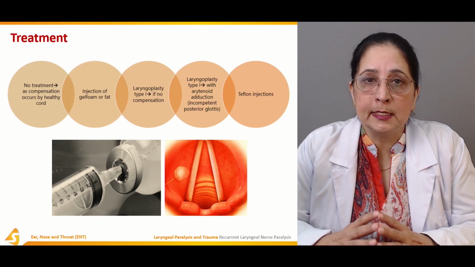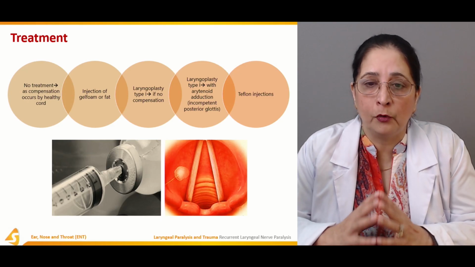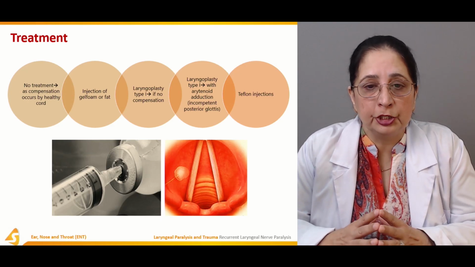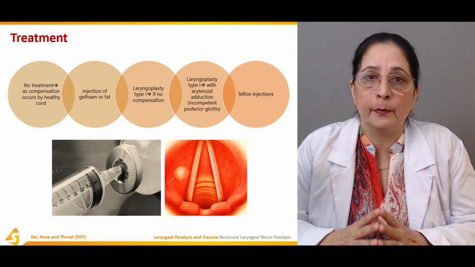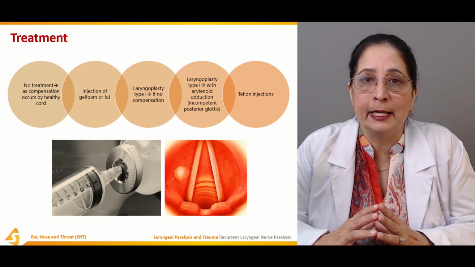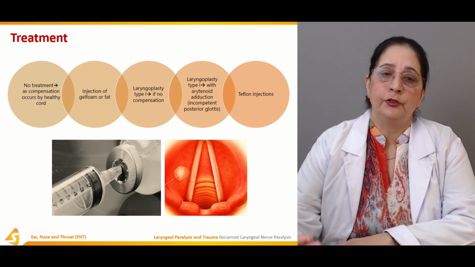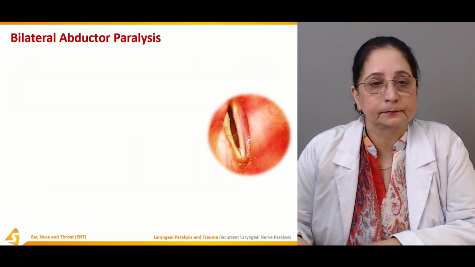But if compensation is not possible, then we can do injection of gel foam, Teflon injection, laryngoplasty type 1 if no compensation, or laryngoplasty again with arytenoid adduction. These are the treatment options for the paralysis.